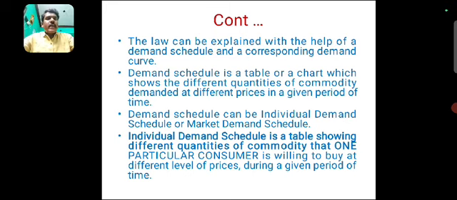The law can be explained with the help of a demand schedule and a corresponding demand curve. A demand schedule is a table or a chart which shows the different quantities of a commodity demanded at different prices in a given period of time. A demand schedule can be an individual demand schedule or a market demand schedule. An individual demand schedule is a table showing different quantities of a commodity that one particular consumer is willing to buy at different levels of price during a given period of time.